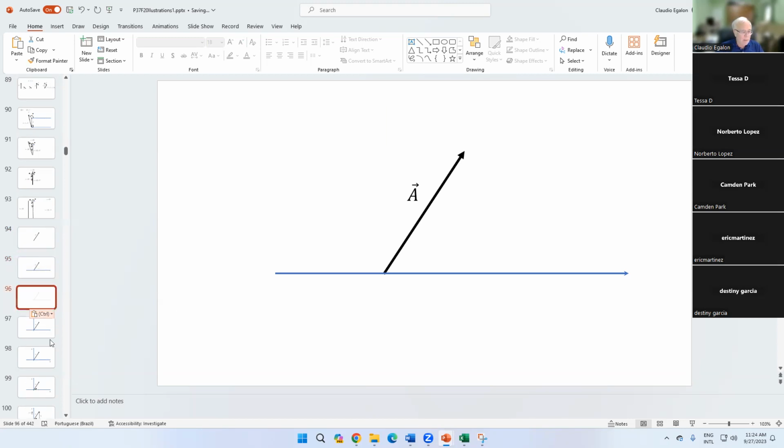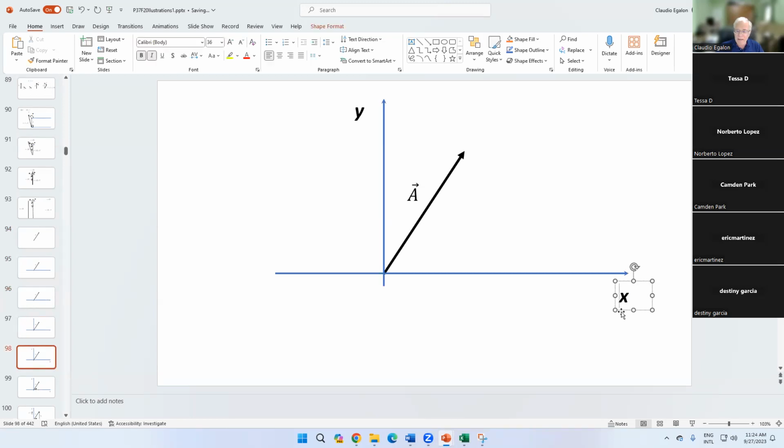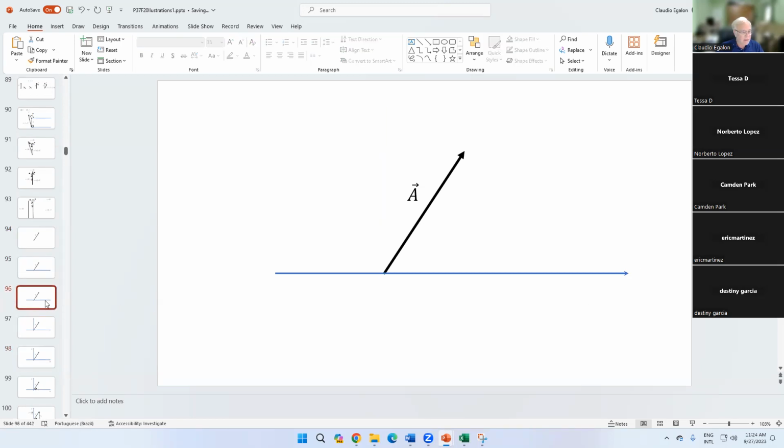In the next one, I will label the X-axis. There you go. Right? Vector, x-axis labeled. And then we put the y-axis. And then we finally label the y-axis. Let's say this A vector makes an angle theta with the x-axis.